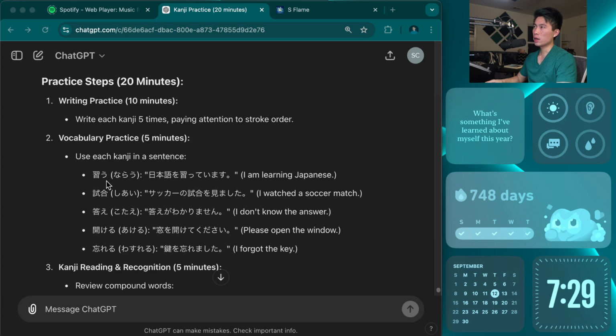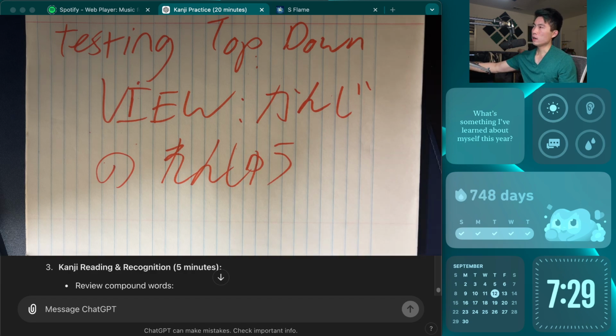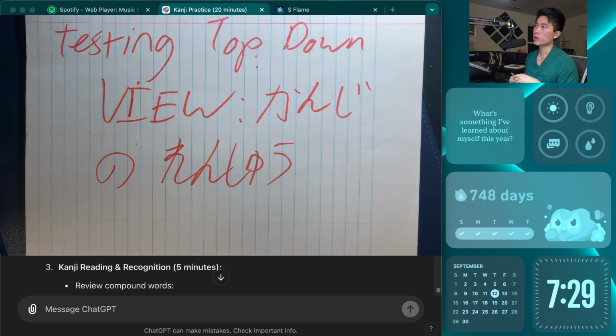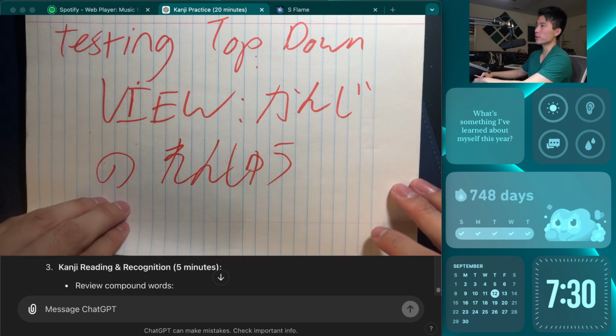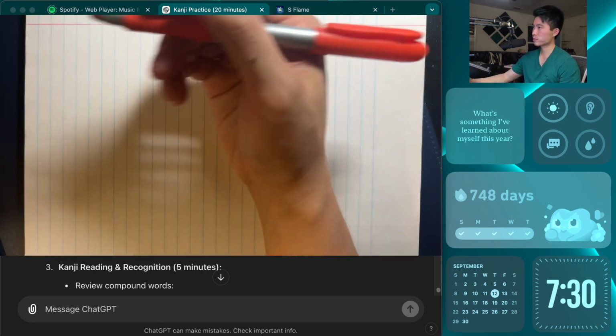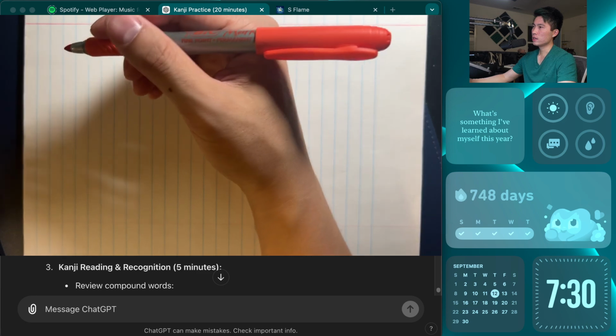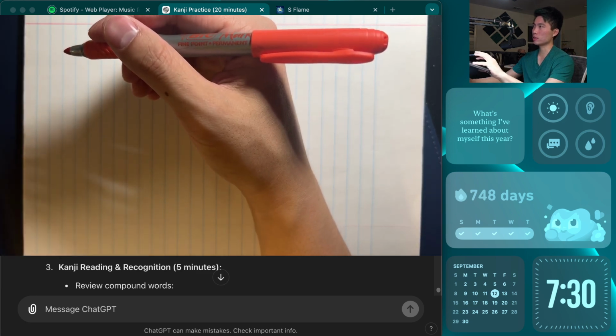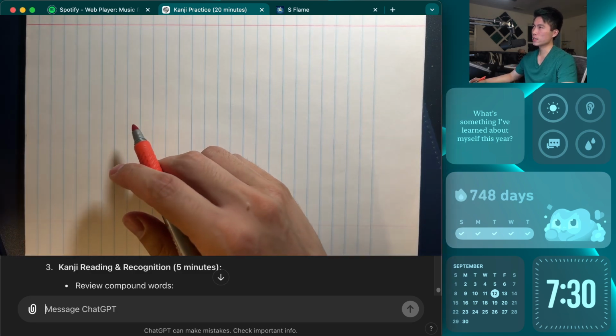So right now for 20 minutes, we're going to do kanji. That's going to be the first thing we do all the time. And we also have a setup right here. Instead of doing it on my iPad, we're going to do it using a notebook, old school, because I couldn't figure out how to connect my iPad to OBS, because I'm using OBS Studio. But yeah, so let's go ahead and start this thing.